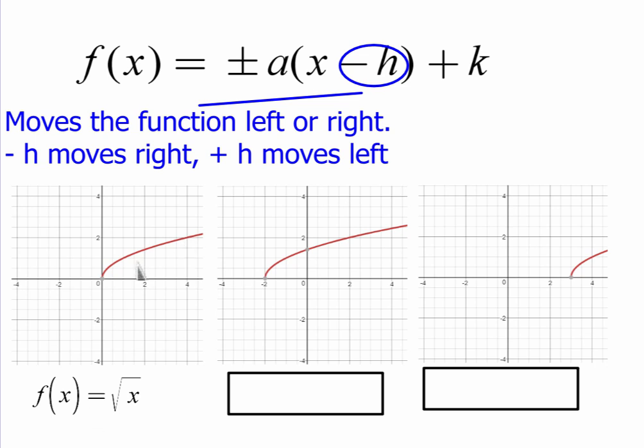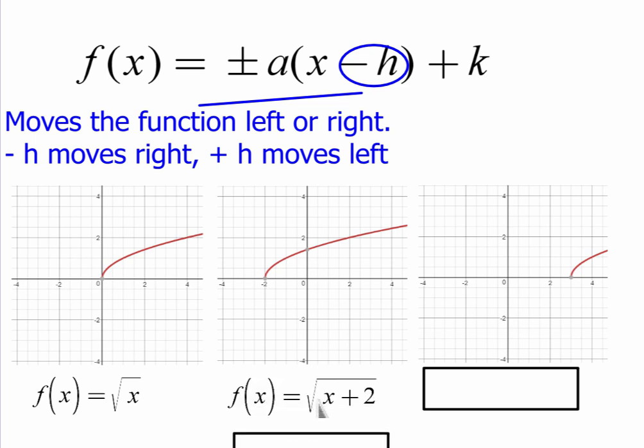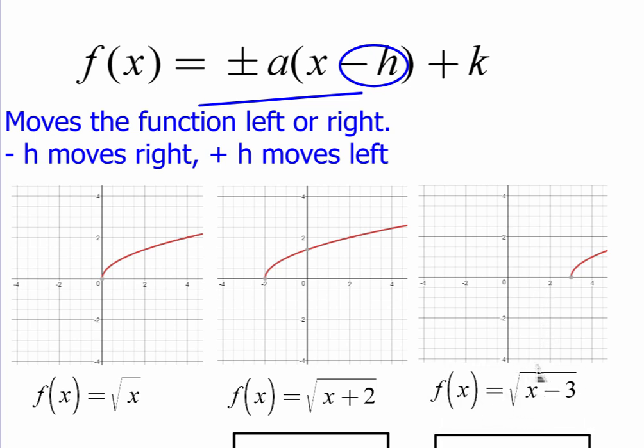So this is f of x equals square root of x, our parent function. And then for this one, notice it's been moved to the left 2 spaces to -2. This is f of x equals the square root of x plus 2. So this plus 2 inside of the square root symbol moves us to the left. This one is f of x equals square root of x minus 3. The minus inside of the square root symbol moves the function 3 spaces to the right. So inside the parentheses, this minus h moves you left and right. Negative moves you to the right, positive moves you to the left.